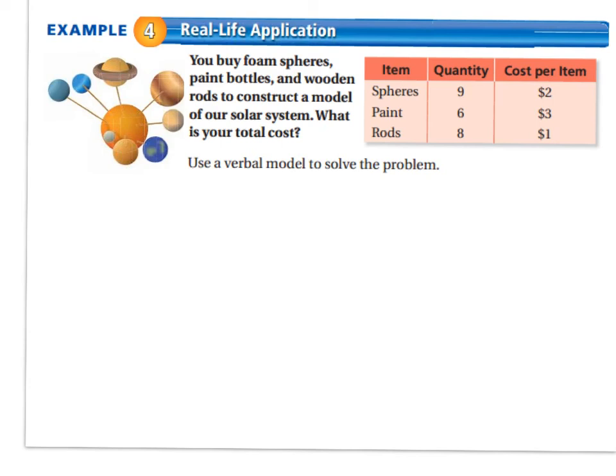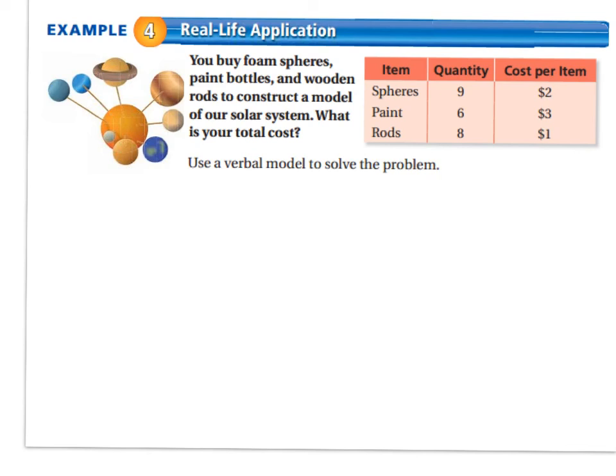Example 4 is a real-life application. You buy foam spheres, paint bottles, and wooden rods to construct a model of our solar system. What is your total cost? Use a verbal model to solve the problem. So looking at the table, it shows us the 3 items, spheres, paint, and rods that we're going to buy, and the quantity of each of those, and the cost per item.